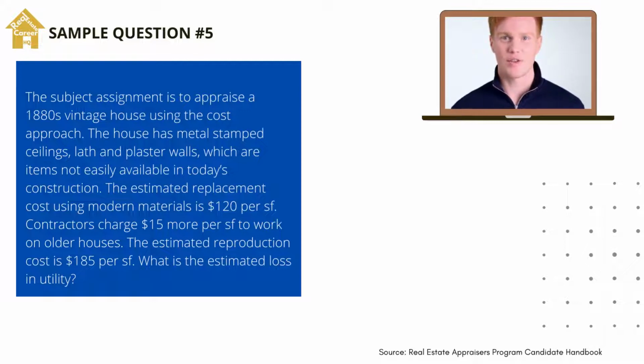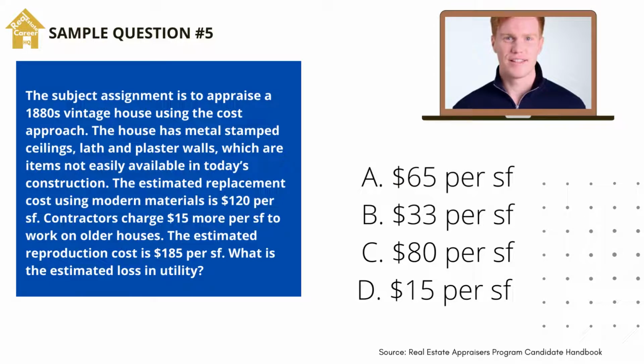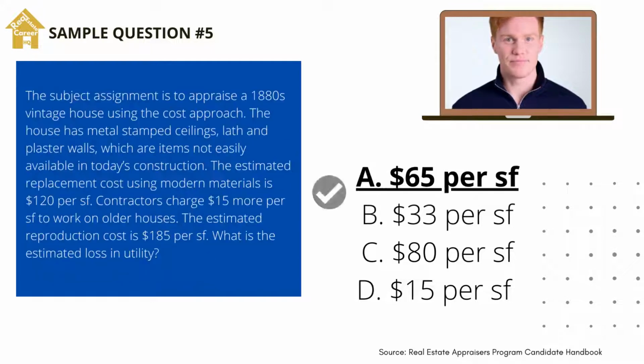What is the estimated loss in utility? A. $65 per square foot. B. $33 per square foot. C. $80 per square foot. D. $15 per square foot. The correct answer is A. $65 per square foot.